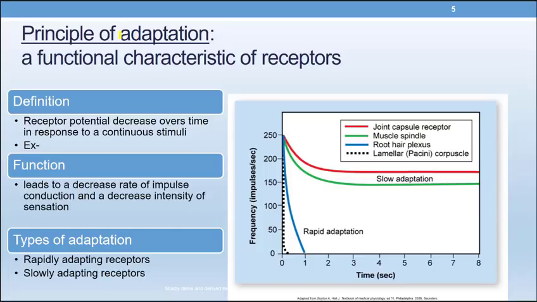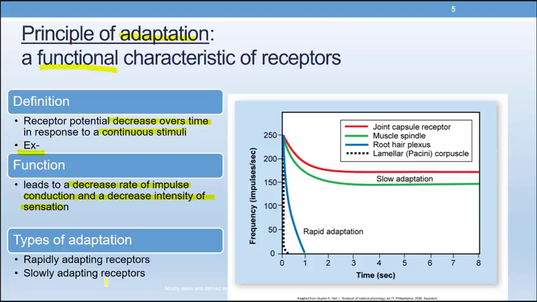Now we'll talk about the principle of adaptation, which is really a functional characteristic of sensory receptors. And the definition is receptor potential decreases over time in response to a continuous stimulus, which leads to a decreased rate of impulse conduction and a decreased intensity of sensation. So what does all that mean? Well, let's give you an example.